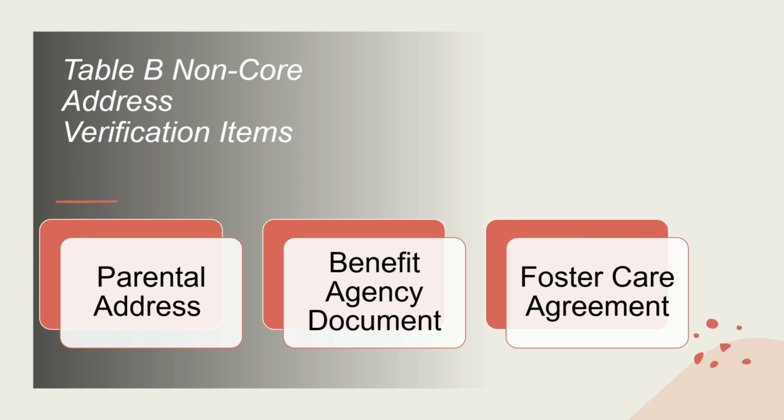So you can see the list is getting narrowed down a little bit, but you normally wouldn't need to use any of these, because there are a lot of options for you to pick from in the ideal Table A identification and also the ideal Table B address verification. Once you have all of this, you should be good to go, and you should be able to get a bank account open.